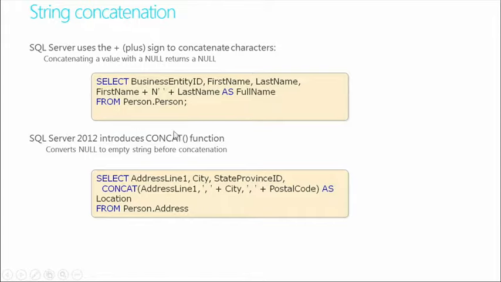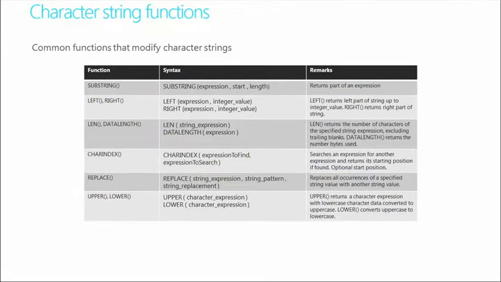We also have what's called the concat function. This is what we're going to do here. Select address line 1, city, state province ID. We're going to concat the address line plus city plus postal code as location. And we're going to grab this information from Person.Address. And again, it's going to store that information. And what this will do is convert nulls to an empty string before the concatenation, so you don't end up with a row that doesn't contain anything that makes any sense to you.